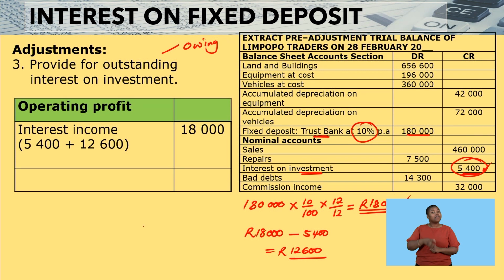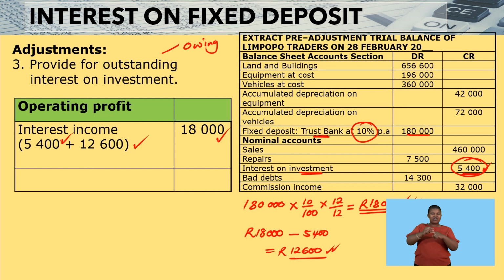Then, when we come here now, we'll say our interest income from the list of balances, 5,400. The interest that we're supposed to receive for the year, 18,000. You remember, we calculated it over here. Therefore, from what we have received and what we are supposed to receive, there's an amount that is still owing. And that amount that is due to us is 12,600. You remember this one. So that is how you then record it.